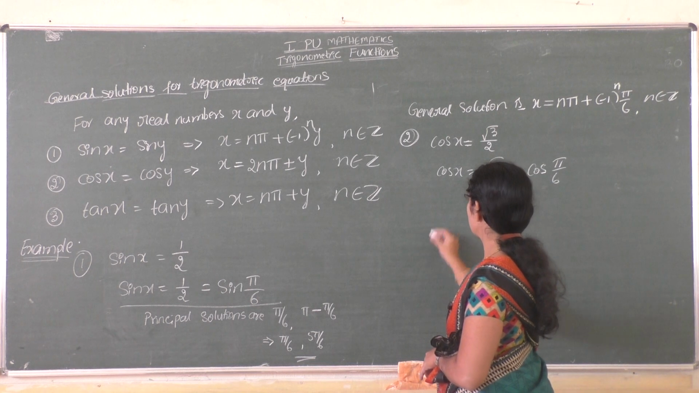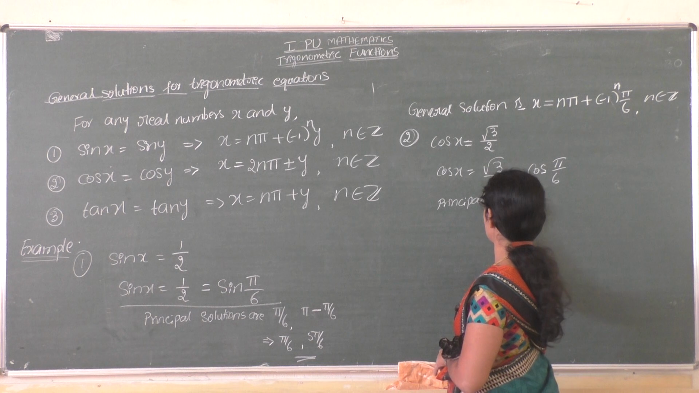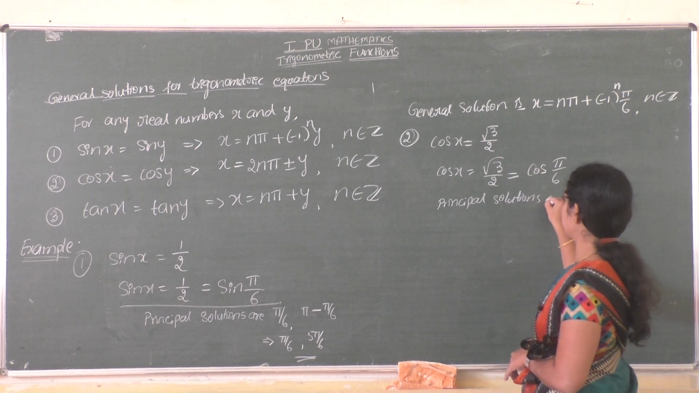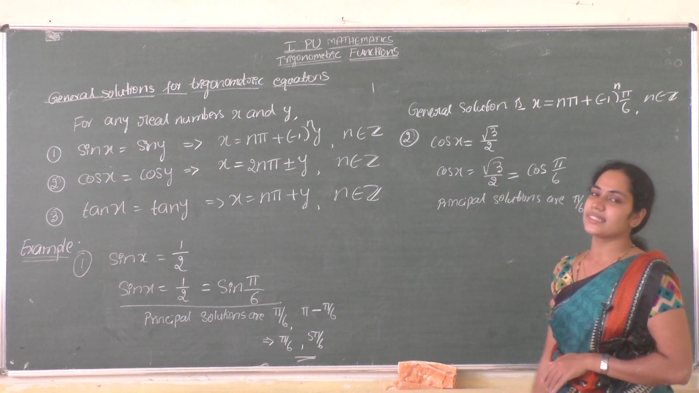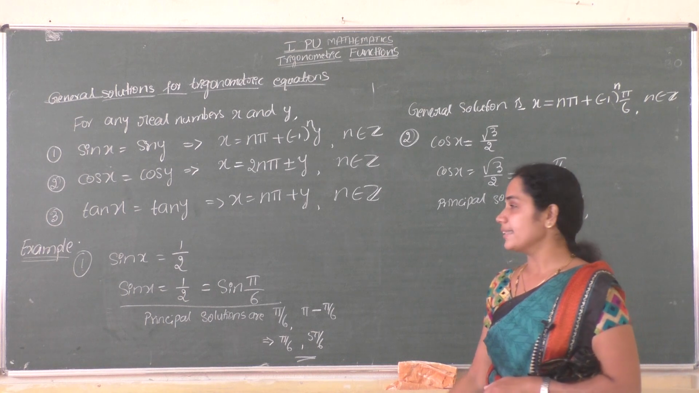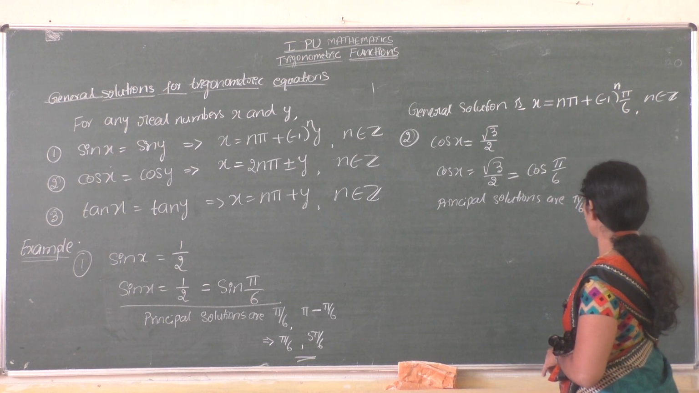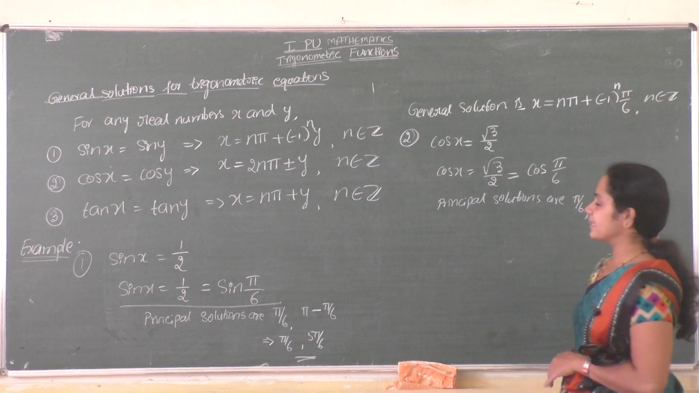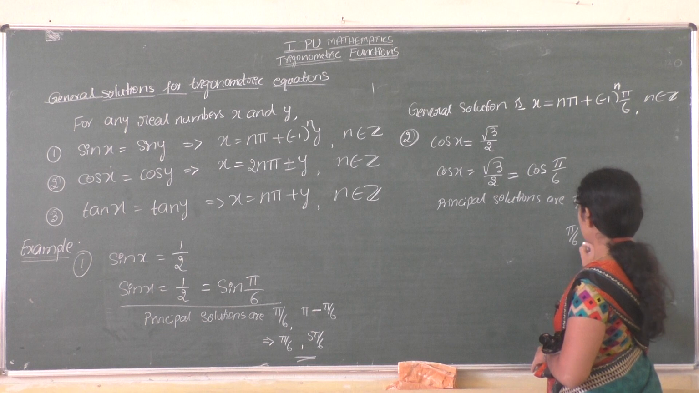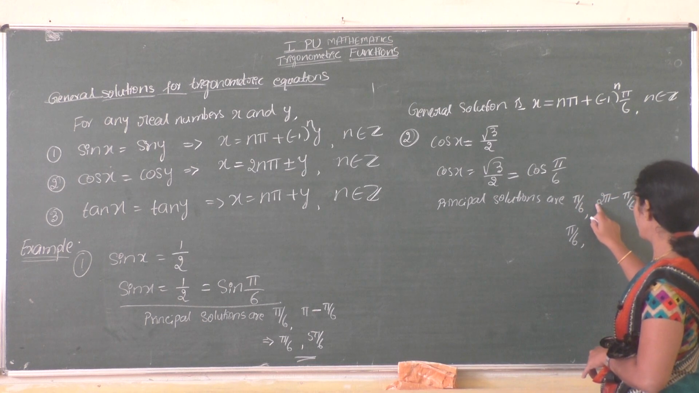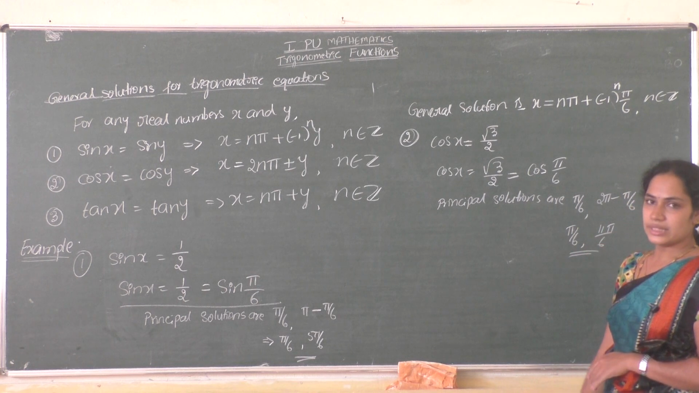What is the solution here? What are the principal solutions? One is pi by 6. Cos is positive in which quadrants? First and fourth quadrant. What about in fourth quadrant? 2 pi minus theta, that is 2 pi minus pi by 6. That is pi by 6 and 11 pi by 6.